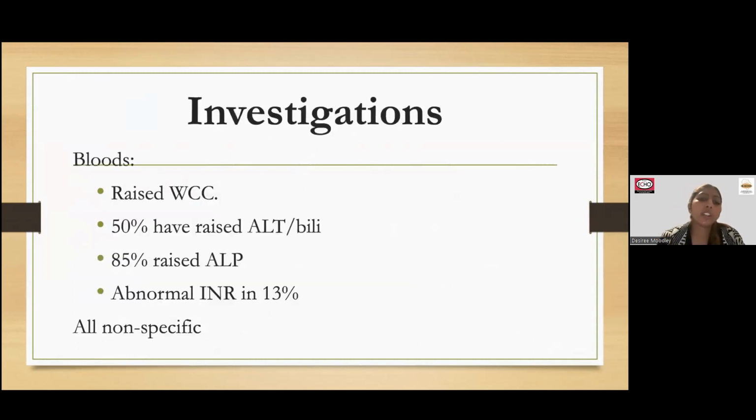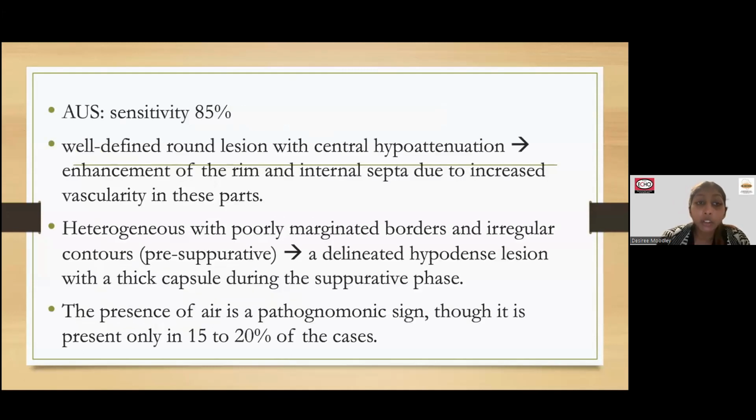In terms of investigations, all non-specific, but they might have a raised white cell count. About half of them will have a raised ALT and bilirubin, 85% a raised ALP, and an abnormal INR in 13%. But none of these really tell you that's a liver abscess. So ultrasound has a sensitivity of 85%, and it's important to note that there's a spectrum as the abscess develops.